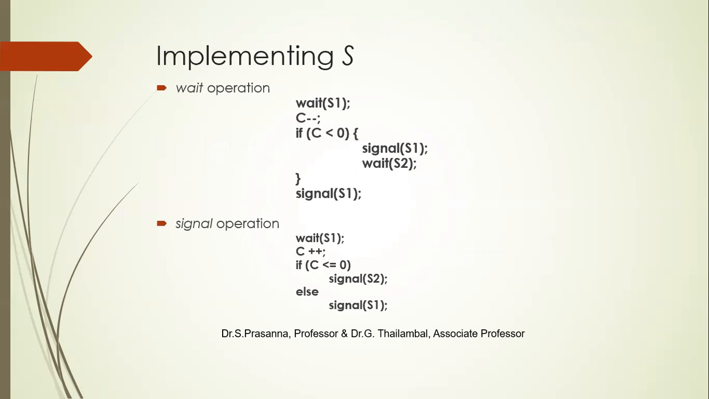And if C is less than 0, you have to allow the process to enter. So signal S1, now S1 enters the critical section, S2 will be waiting. And once S1 gets completed, the signal will be sent by S1 to S2. Now S2 will be executed, and once S2 gets completed, S1 will be given the signal by S2.